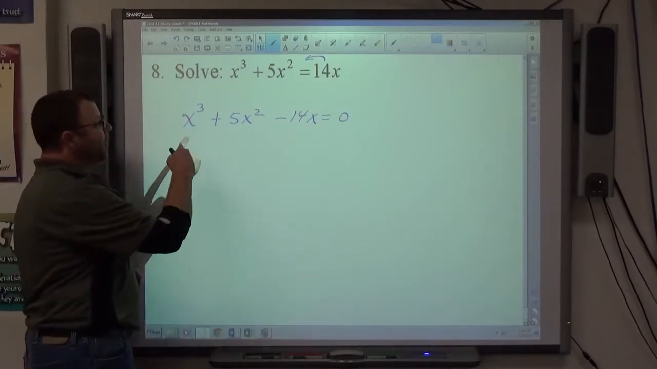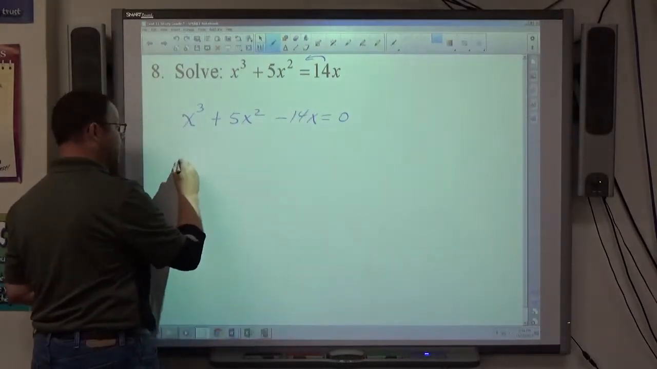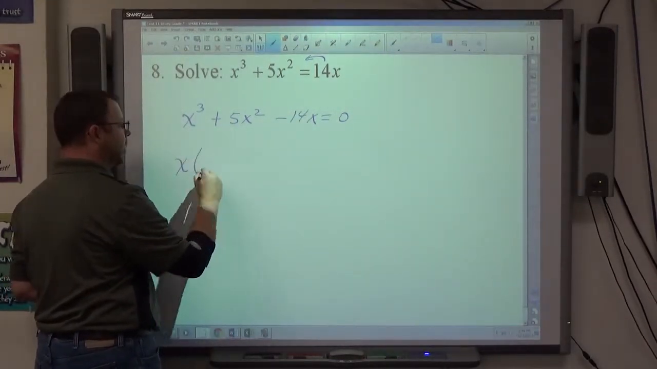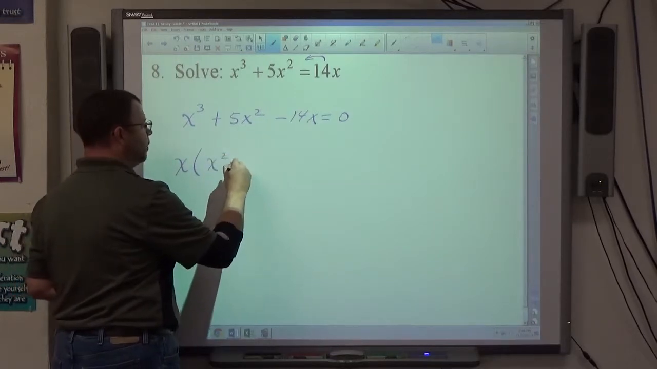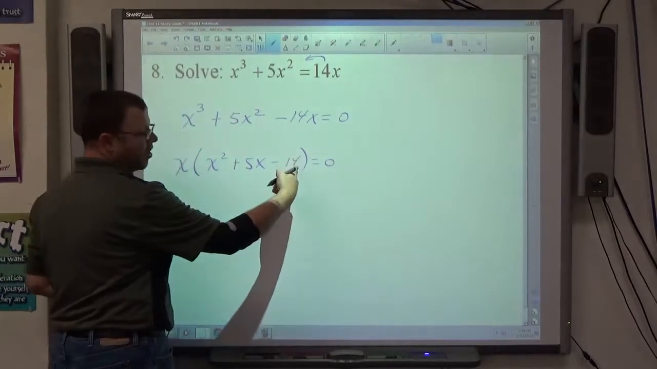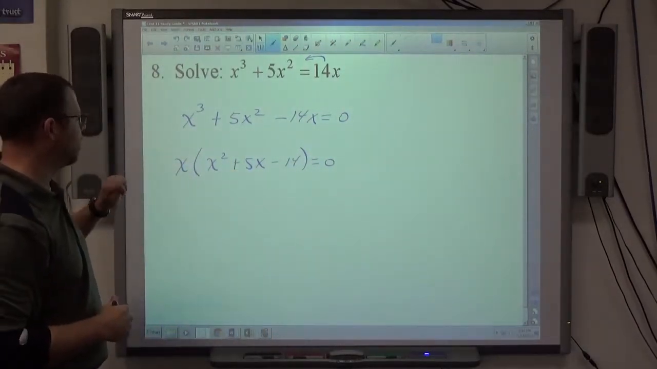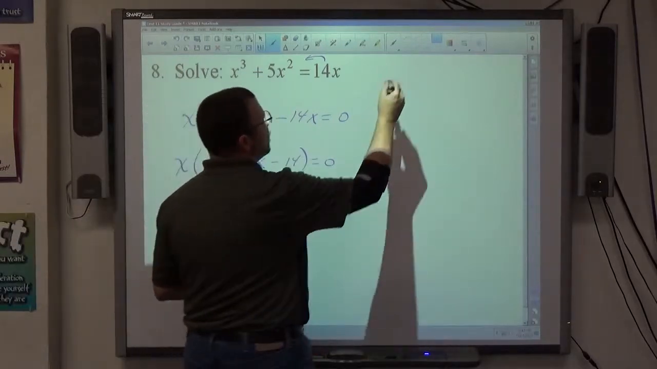Then, look for a common factor. X to the first power is the lowest power that's shared, so x to the first power taken out leaves me with x squared plus 5x minus 14. At this point, this no longer has an x, so x is no longer common, so that's why 1x was able to come out, nothing bigger than that was able to come out.